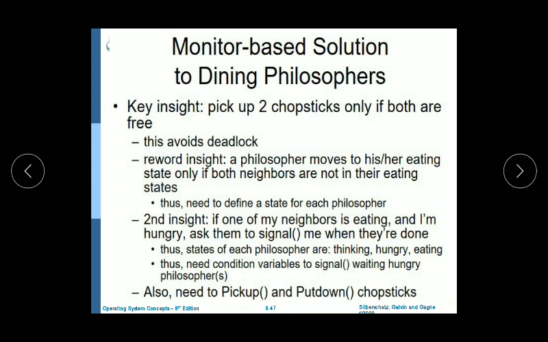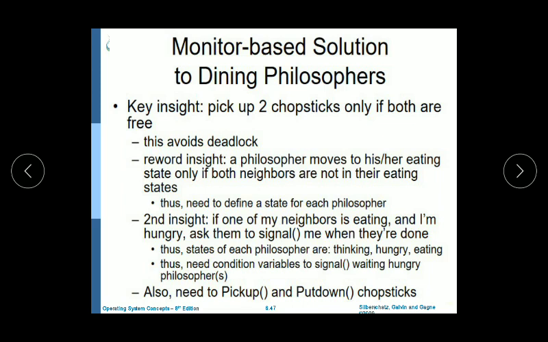The first key insight is to pick up two chopsticks only if both are free. This avoids deadlock. Another insight is that a philosopher moves to the eating state only if both neighbors are not in their eating states. If both the left and right philosophers are not eating, then only can he pick up. Thus, we need to define a state for each philosopher. Second insight: if one of my neighbors is eating and I am hungry, I ask them to signal me when they are done. I am hungry and my neighbor is eating, so I can inform her that once she is done, just let me know.